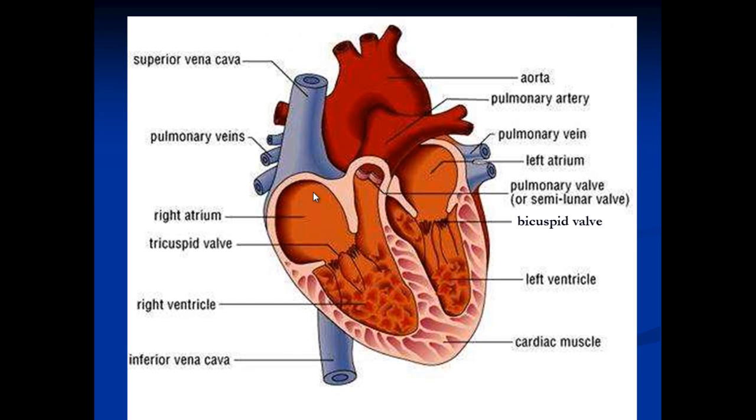Now on this particular diagram you can see that the AV valves are open and the semilunar valves are shut. What this means is that the atria are contracting and pushing the blood into the ventricles because these AV valves are open. And we also have here the semilunar valves, which are closed. So that means that the ventricles are undergoing diastole.